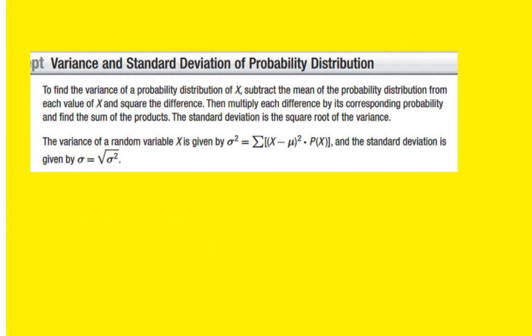Variance and standard deviation are the next two things that we're going to look at. To find the variance of a probability distribution of x, we're going to subtract the mean of the probability distribution, which was that mu we just found, from each of the x values and square that difference. So x minus mu squared, which means it's always going to be positive. Then we multiply that difference by its corresponding probability, and find the sum of all those products. And you're right, this can be very tedious. Get yourself a good chart and go with it.